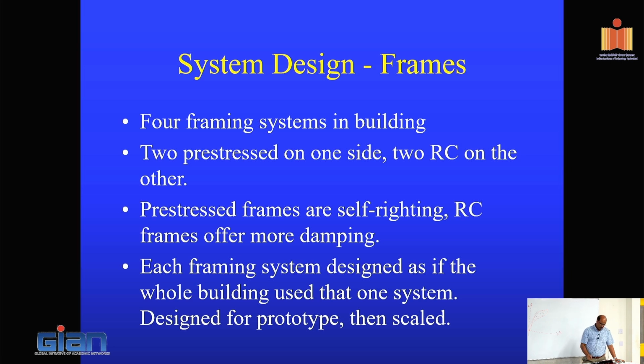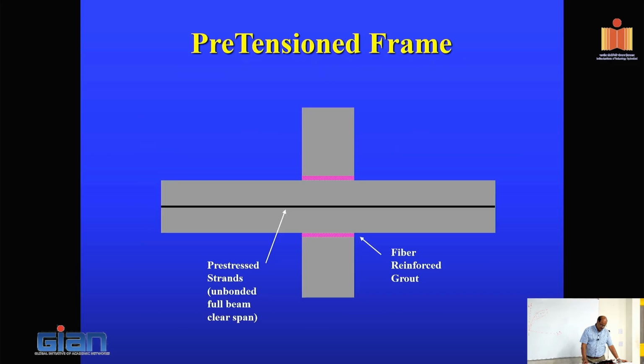Okay, so I talked about four different frames used in the building. I want you to understand how these things were envisioned. This is a continuous beam, called the pre-tension frame. The beam was continuous, the column was discontinuous, so each column is story height.